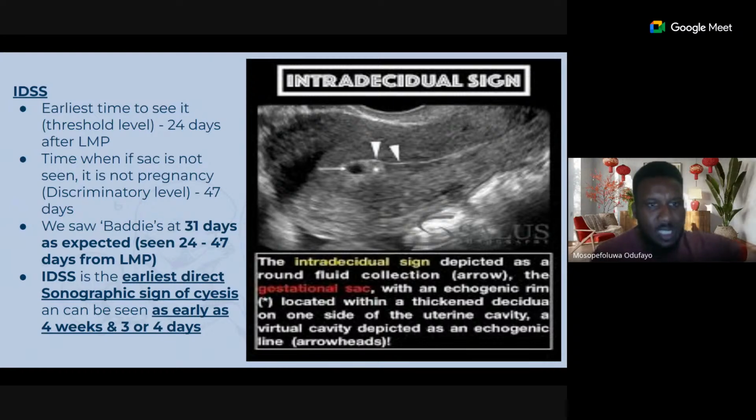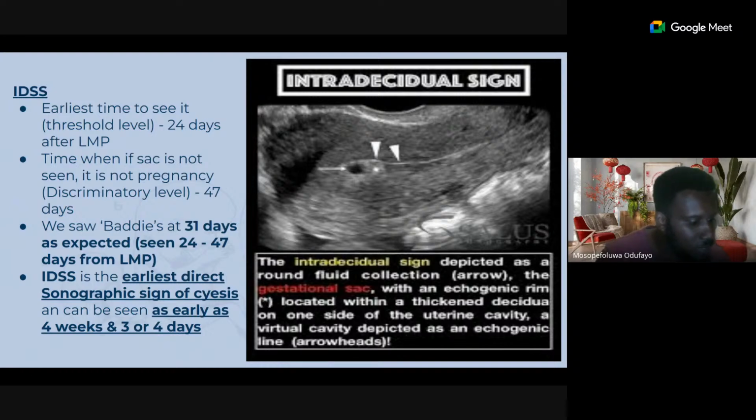So the earliest time to see an intradecidual sac sign, which is just that simple black hole within the endometrium, can be 21 days. And then the discriminatory level is if you are trying to see whether someone is pregnant. For example, maybe another lady comes. Is that okay?